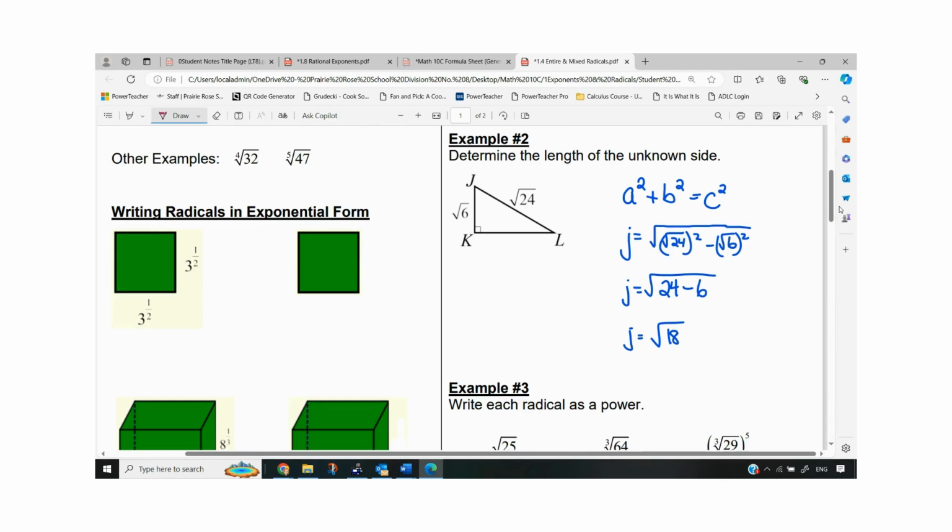We left our final answer as root 18, but now we know that can be simplified further.